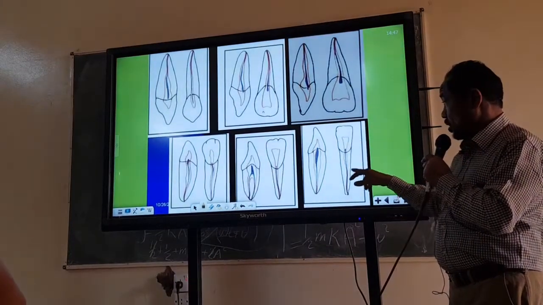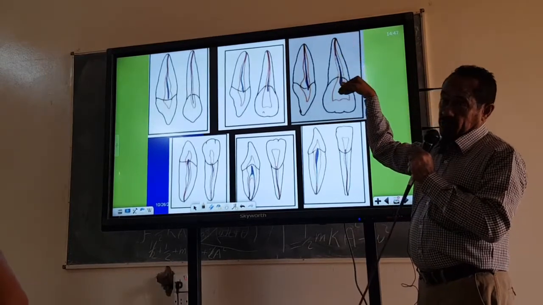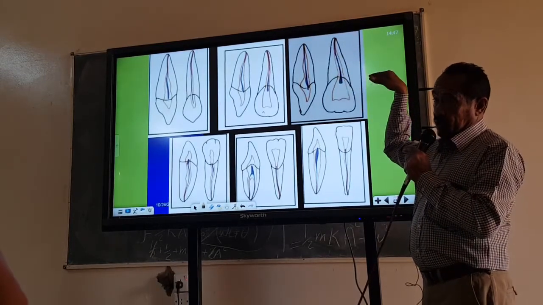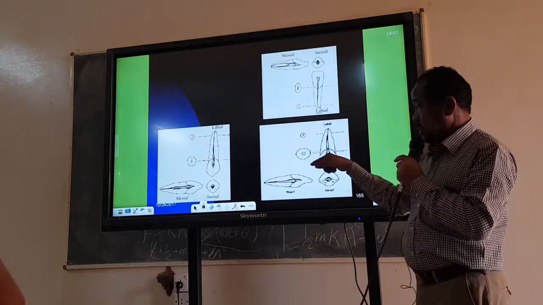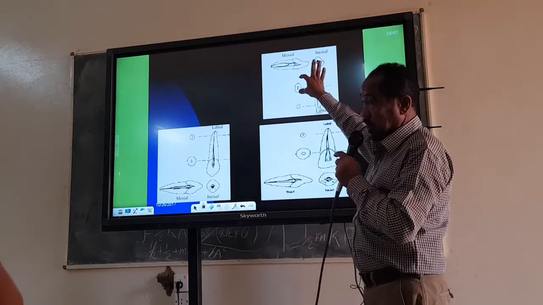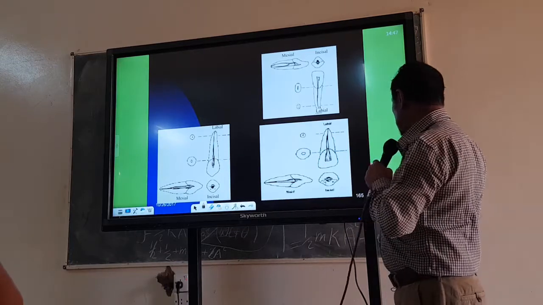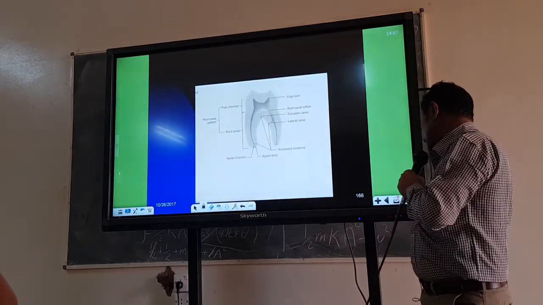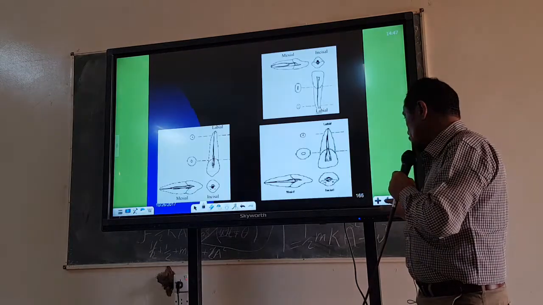طيب قلنا single rooted conical يعني كده narrow at the apex wide at the cervical بعدين triangular. طيب عمل cross sections it tells if it is flat or if it is triangular like this. طيب ده كان about the root.